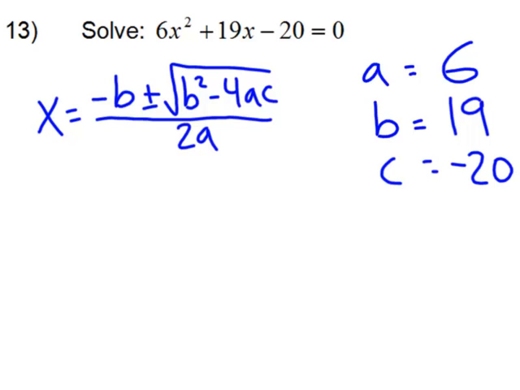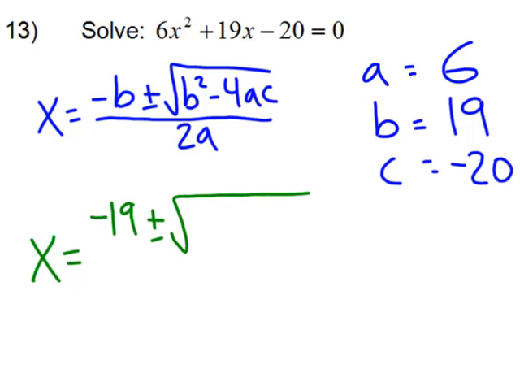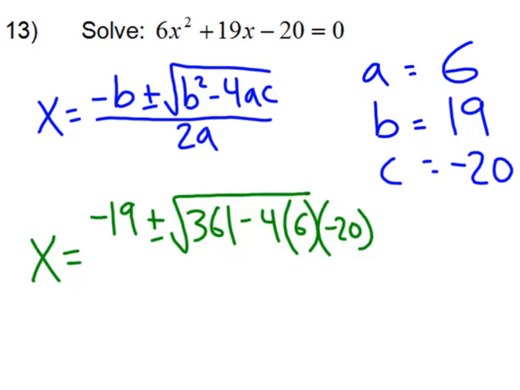All right, let's plug those values into our quadratic formula. So negative B would be negative 19, plus or minus square root of B squared minus 4AC. B squared here, that's 19 squared, that's going to be 361, minus 4 times A, which is 6, times C, which is, oops, not 19, negative 20. And that is all over 2 times A, which is 6.